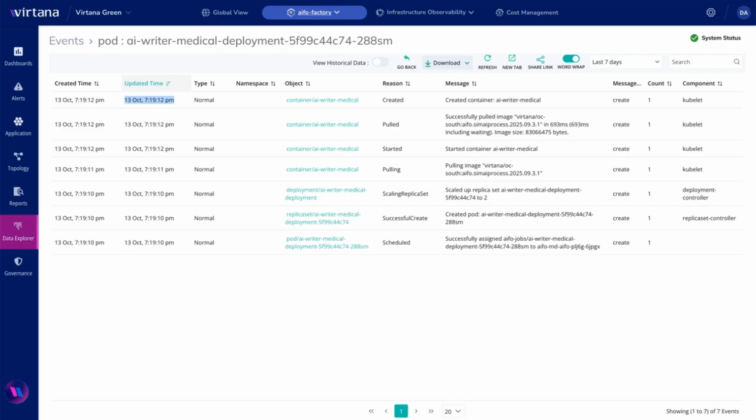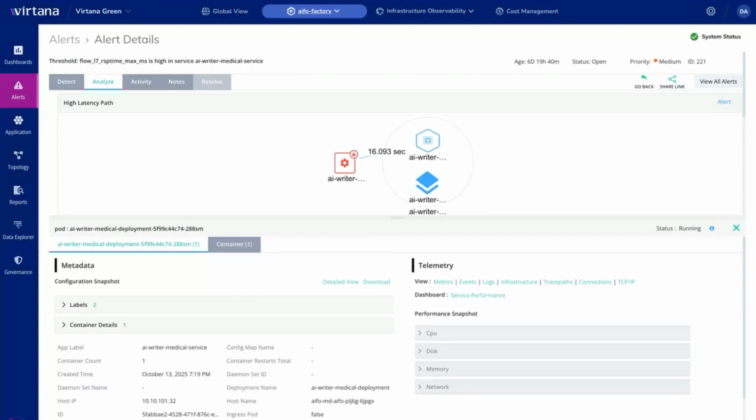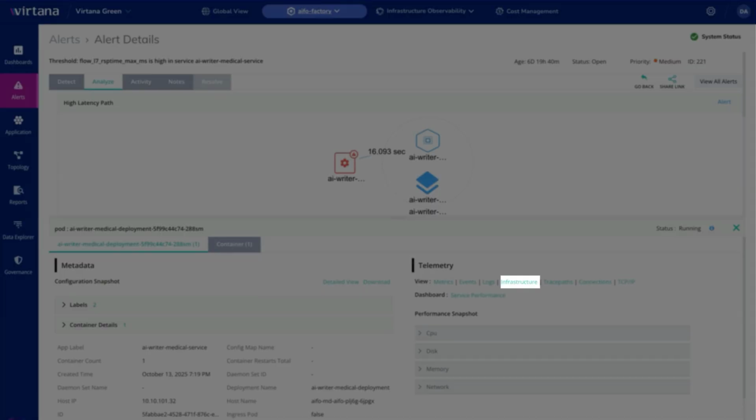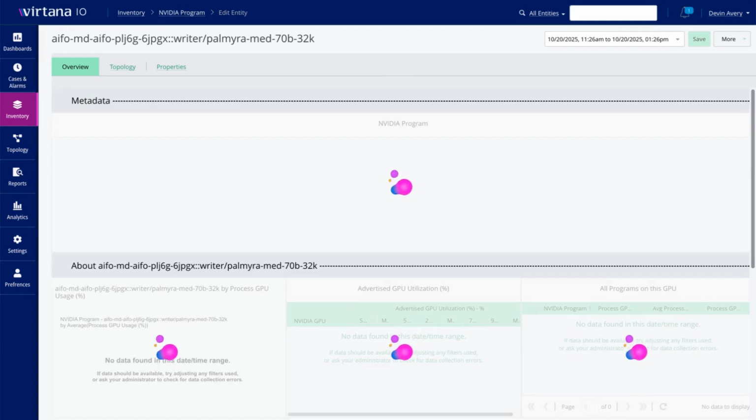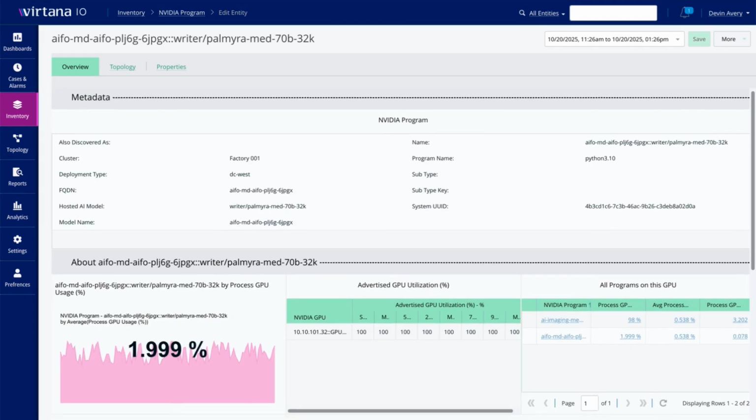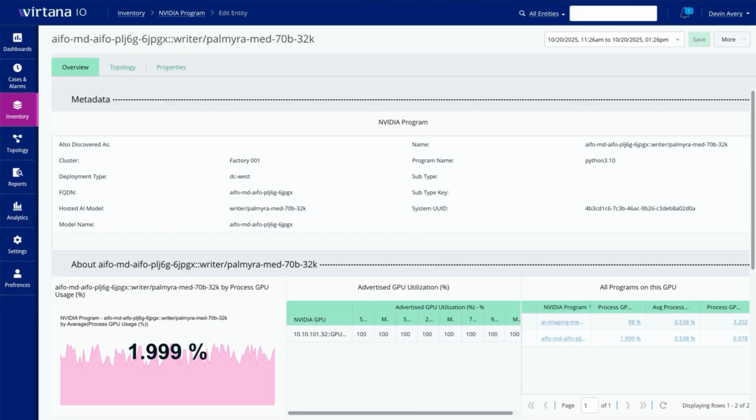Having ruled out application and Kubernetes environmental issues, we'll now investigate the infrastructure layer. Clicking the Infrastructure tab directs us to the underlying GPU hosting the container's process. We track every process that the GPU is running and the related infrastructure on a per-minute basis. This lets us instantly identify resource contention by seeing what else is running on the GPU.